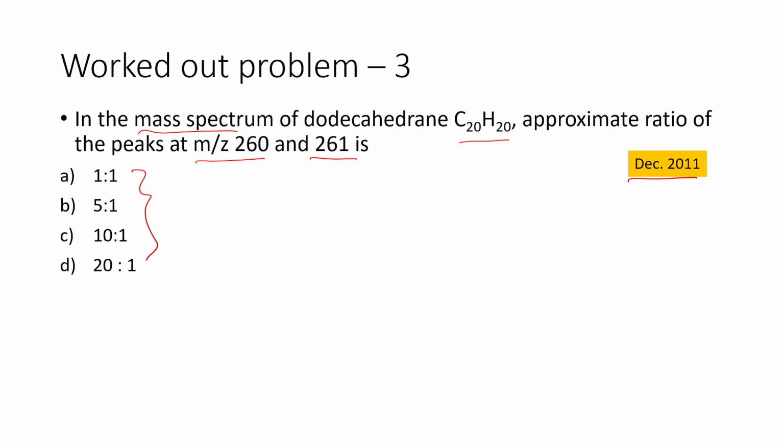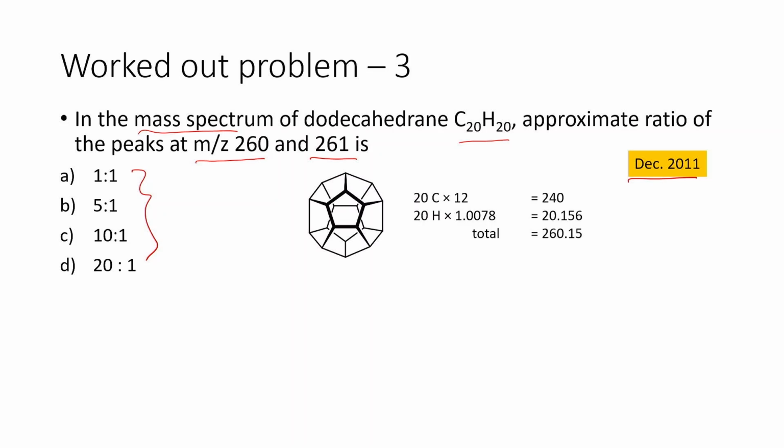Before solving this problem, we do need to know why 2 different types of peaks, that is M and M+1 peaks, are shown, that we have to see. Based on that, we can actually solve this particular problem. So let us look at the structure of the compound. The structure is given here.